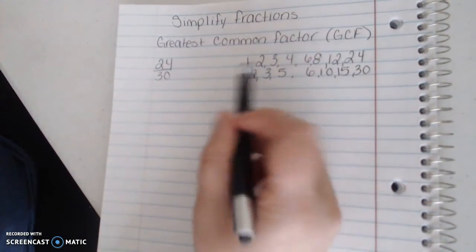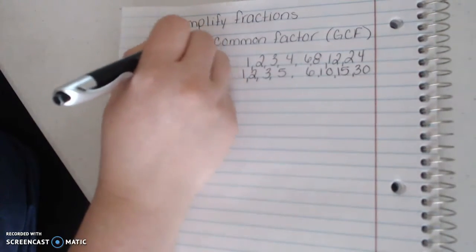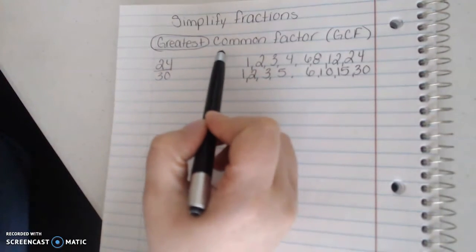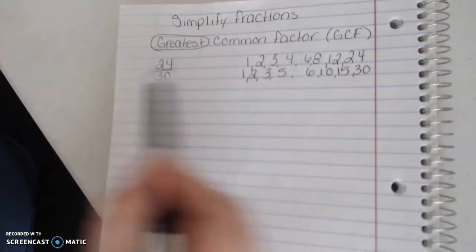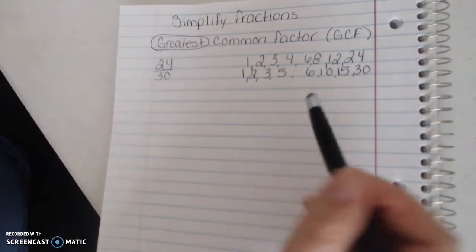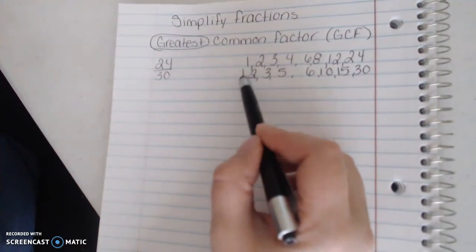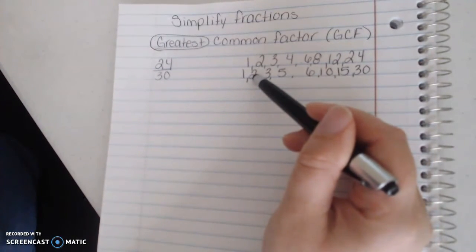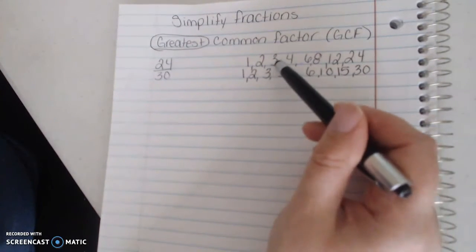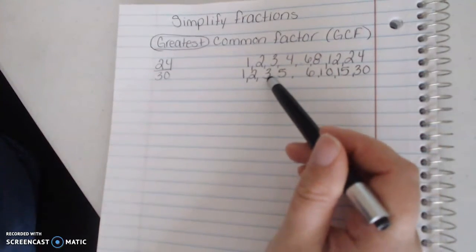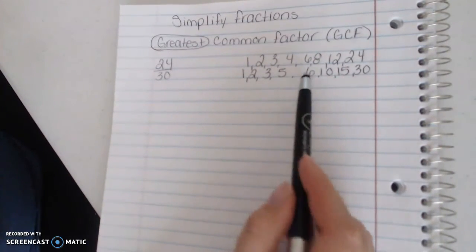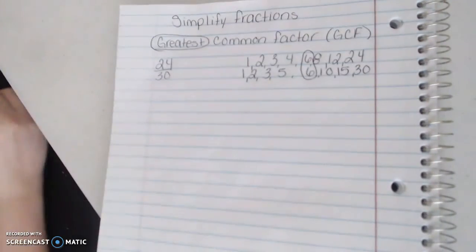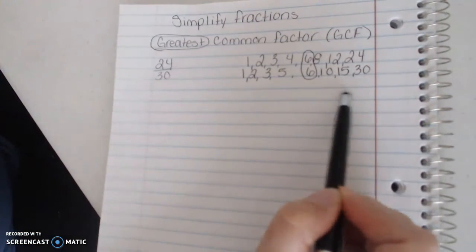So since we are trying to find the greatest, we want to find the highest one that they have in common. Not just any that they have in common. If you find just any that they have in common, you're going to end up having to do more work and doing this again. So we want to look for the highest number they have in common. Well, they have 1 in common, but we're not worried about 1s. They both have 2s. Okay, that could work, but there's something bigger. They both have 3s. Let's see if there's anything bigger. Nope. Here we go, right here. They both have a 6 in common. That's the highest number because they don't have 8, 12, 24 in common.